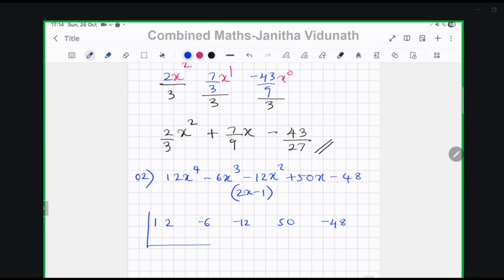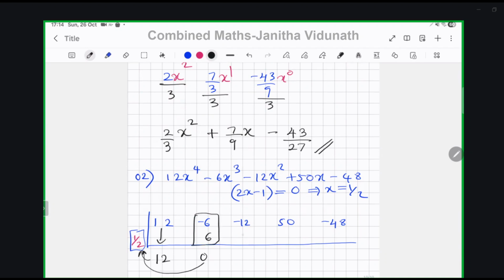Then we need to find our number inside the bracket by setting the divisor to 0. That means we get x equals half. Then we need to put this number inside the box. Now we start our synthetic division by bringing down this term. Then 12 times half means 6. Then minus 6 plus 6 is 0. Then 0 times half is 0. Then minus 12 plus 0 is minus 12.